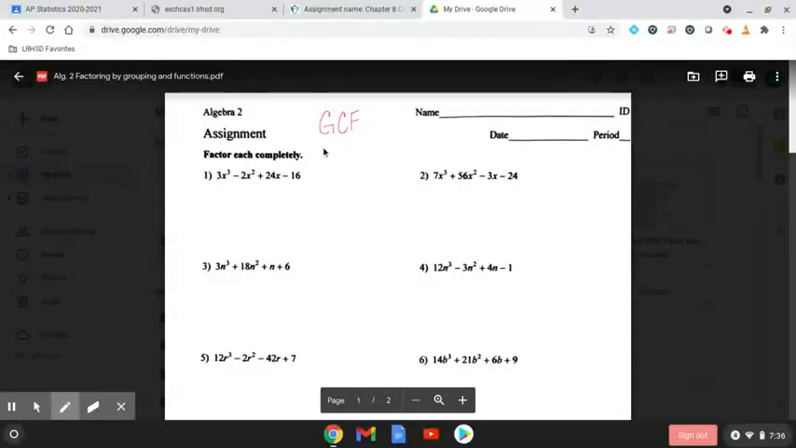So here's how you go about this method that we call grouping. And it's called grouping for a reason, because we're going to group a few times here. To begin with, we're going to split the problem in half. So I draw this line separating the first 2 and the second 2 terms.